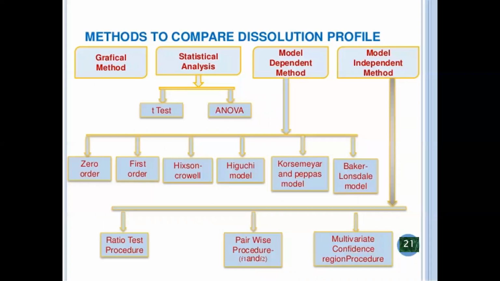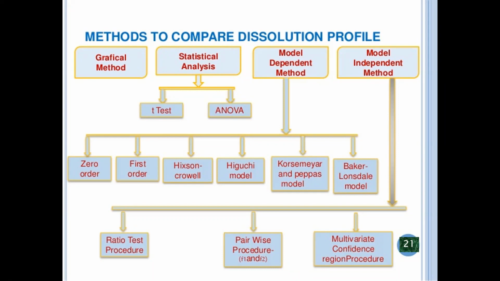Methods of comparing the dissolution profile. There are several methods for comparing the dissolution profile. First one is the graphical method. Second one is the statistical method. The statistical method is further divided into two parts. First one is the t-test and second one is ANOVA.